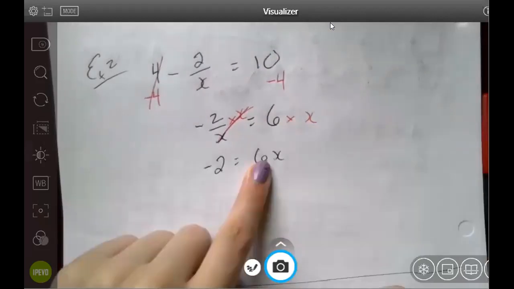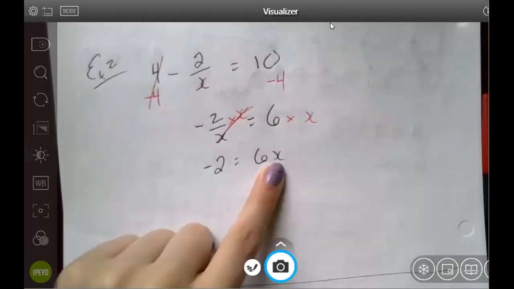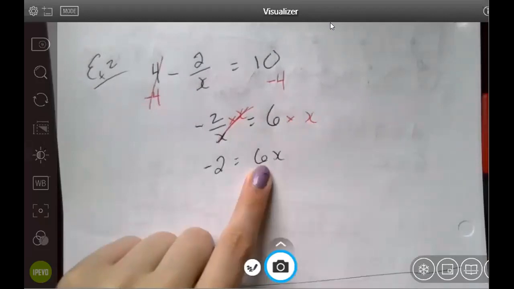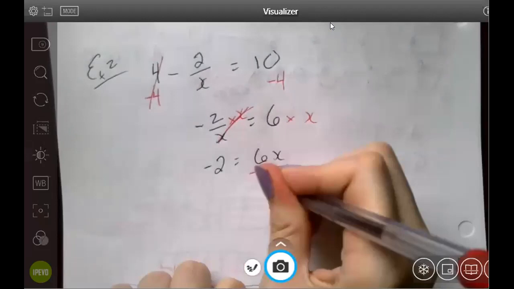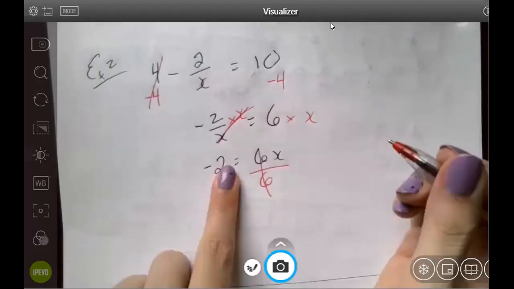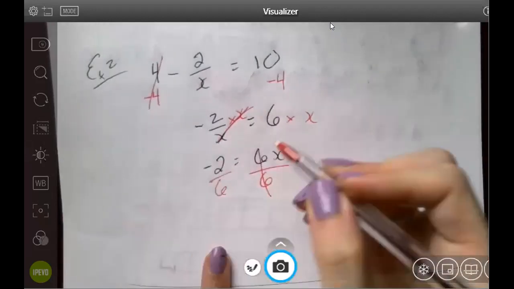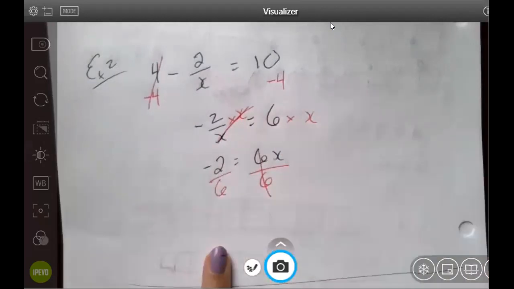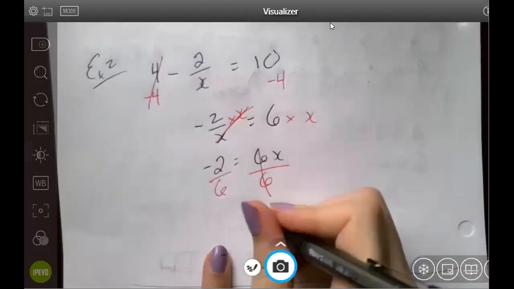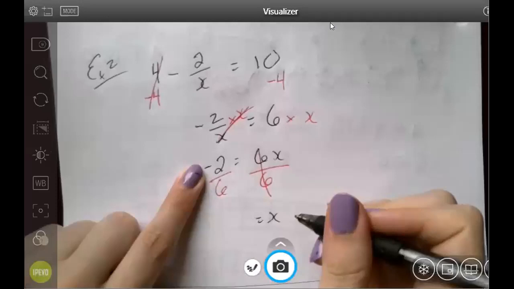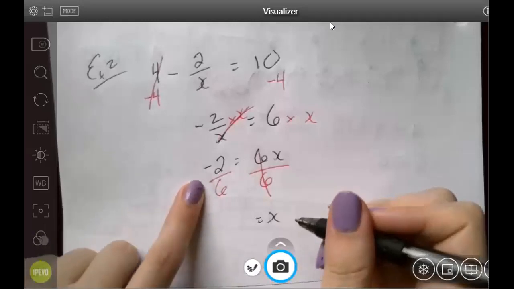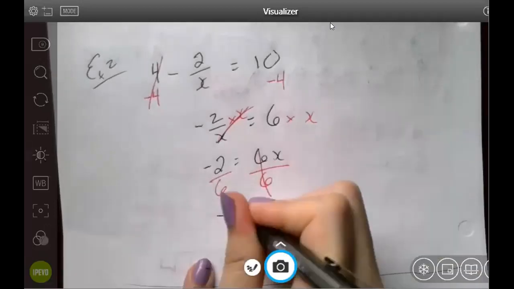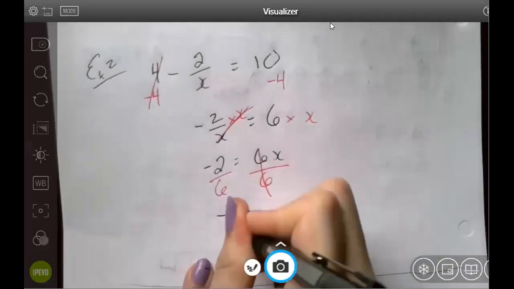Now I can get the x by itself by moving the 6 away from it. Since this is 6 times x, I will divide by 6 to cancel it out, which means I also divide the other side by 6. So my final answer here, negative 2 divided by 6 is a fraction. We can leave it as a fraction and just put it in lowest terms. So it would be negative 1/3 is my x value.